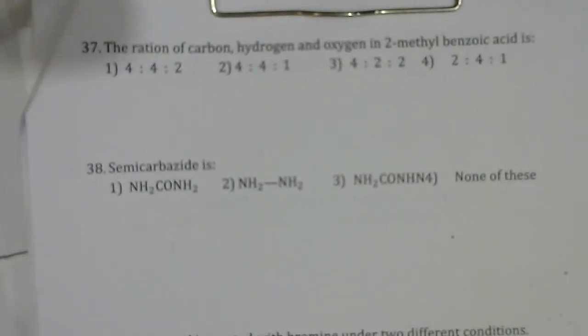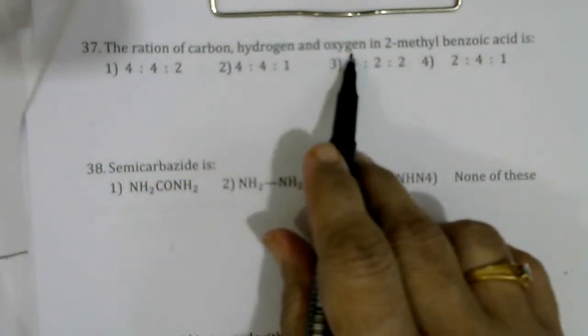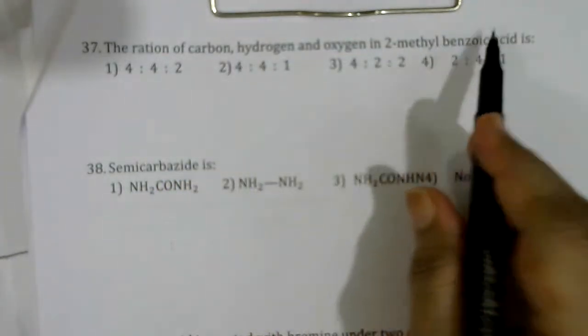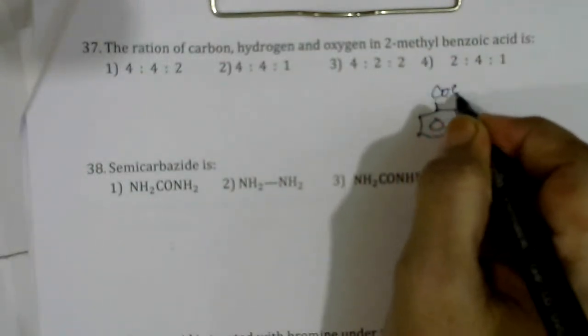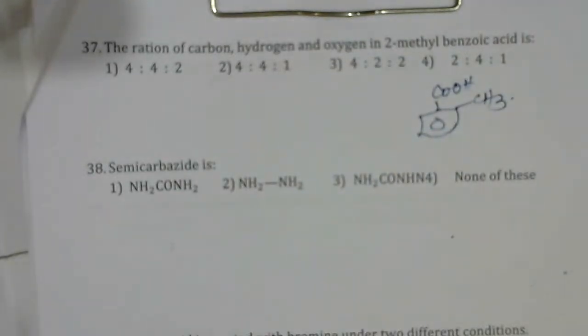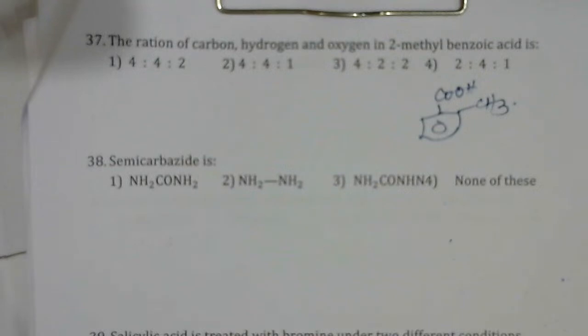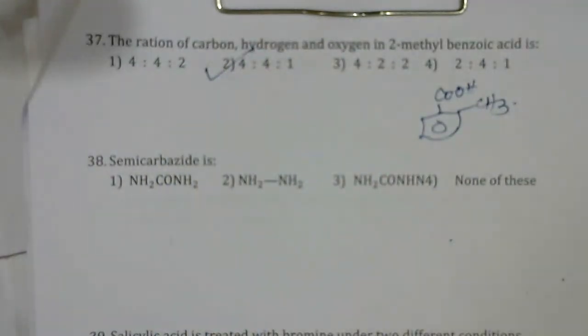Next, question number 37. The ratio of carbon, hydrogen and oxygen in 2-methyl benzoic acid. You only write down this is benzoic acid and this is 2-methyl. You calculate all the number of carbon, hydrogen and oxygen and make the ratio over here. We'll get the ratio as 4:4:1. Okay, second option.